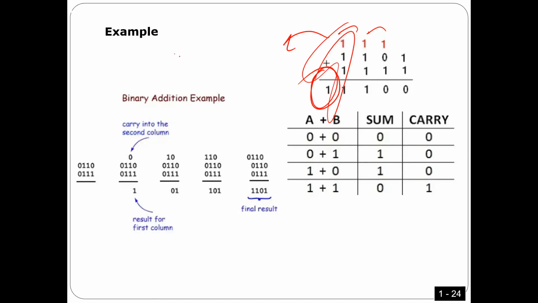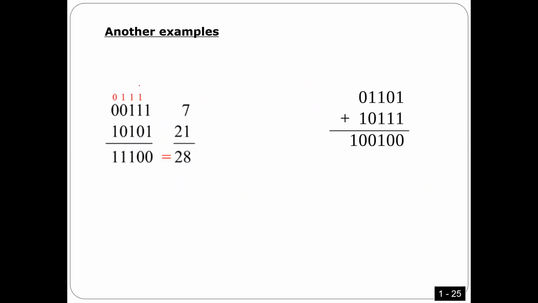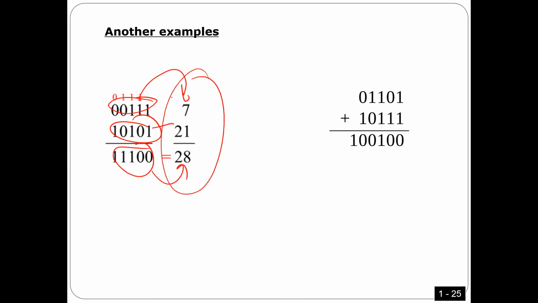So here I give you some examples. This should be very easy. Here, this is number 7 and this is number 21. If I do the addition, 1 plus 1 is 0, and then we have 1 here. 1 plus 1 is 0, and we have 1 here. 3 ones is 1, and then we have 1 here. 0 plus 1 is 1 here. So if you add this number plus this number, this is the result. For sure, if I convert this one to decimal, the result will be correct. 7 plus 21 is actually 28, okay?